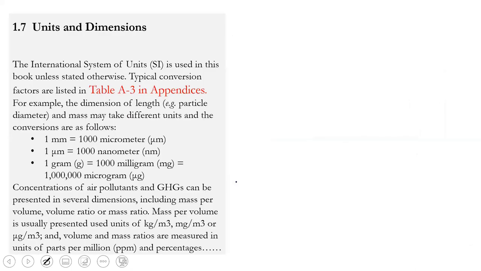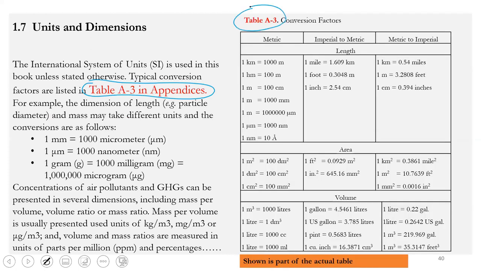This is from my textbook. Now I have a very long table. I don't want to insert it into the text. So I put it in the appendices, and I said table 3A.